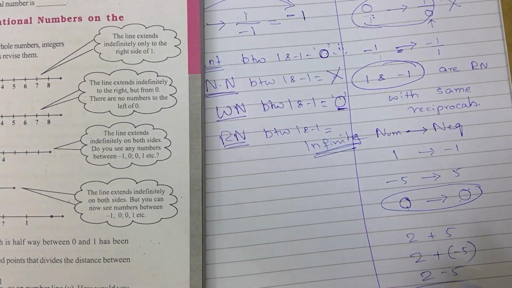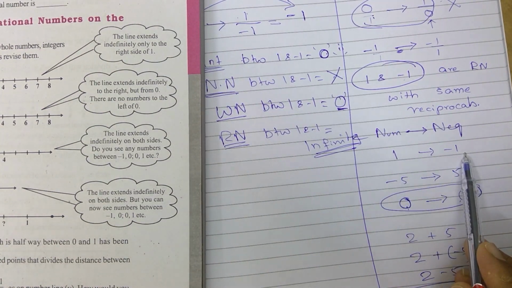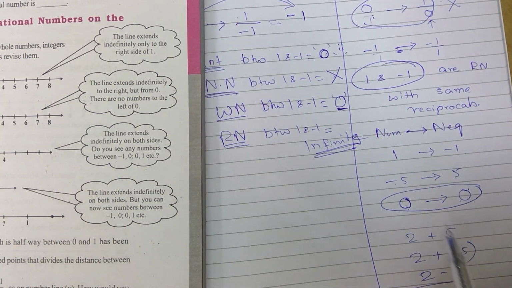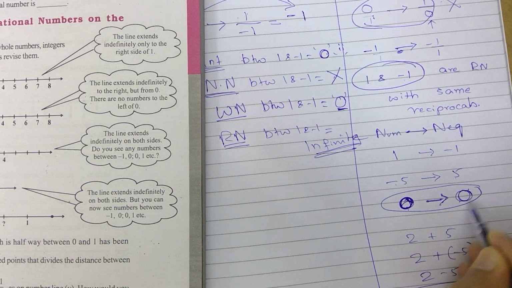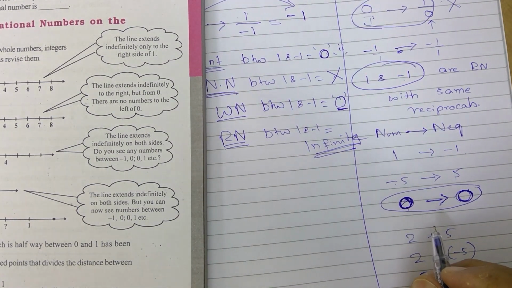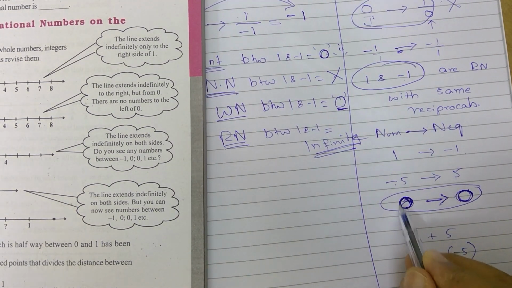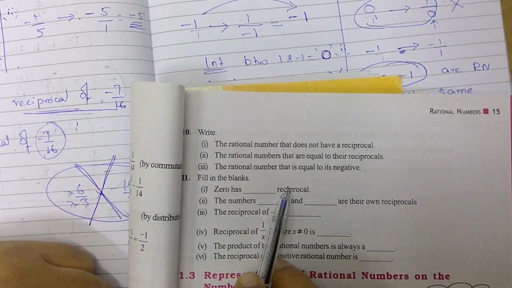Okay. Now the rational number that is equal to its negative. So what is equal to its negative, my dear? See, for example, if I take the number 1, the negative is minus 1. For minus 5, it is 5. But when I take the number 0, what is the negative of it? 0 only, because 0 is the only number which does not have positive and negative. So the negative of 0 will be 0 only, because even if I put a minus, there will be no change. So therefore 0.